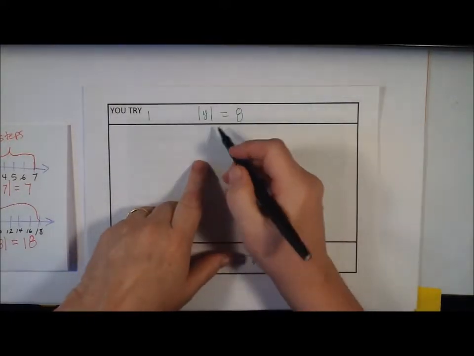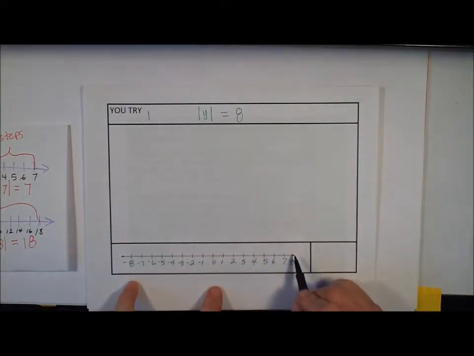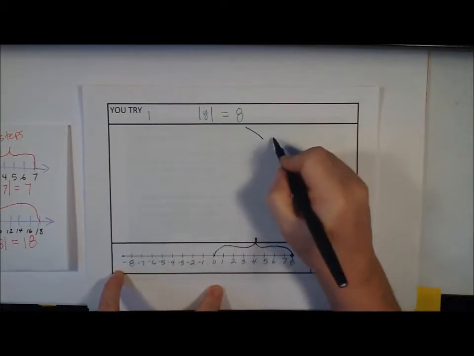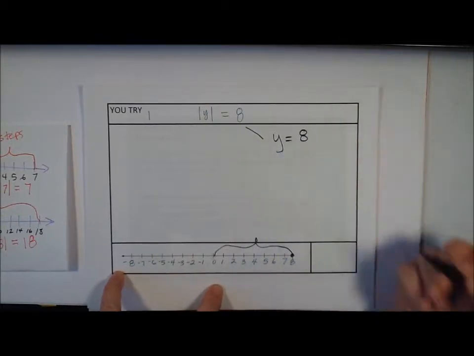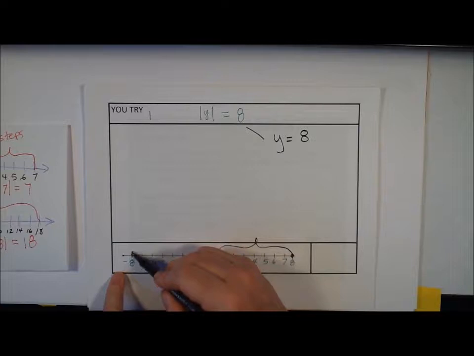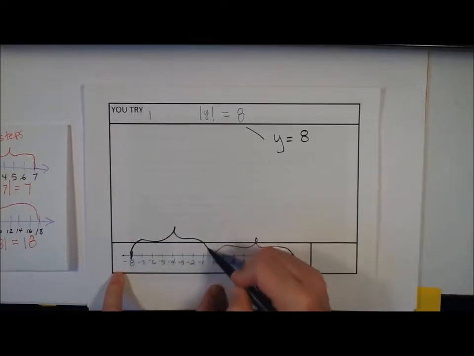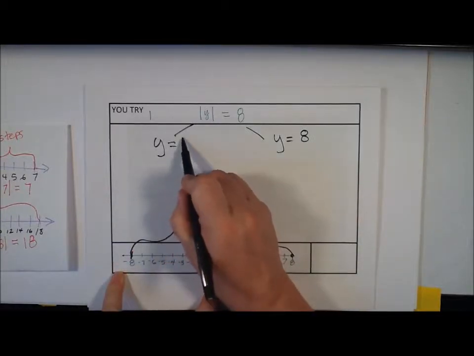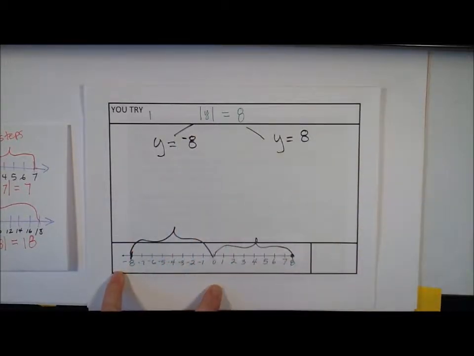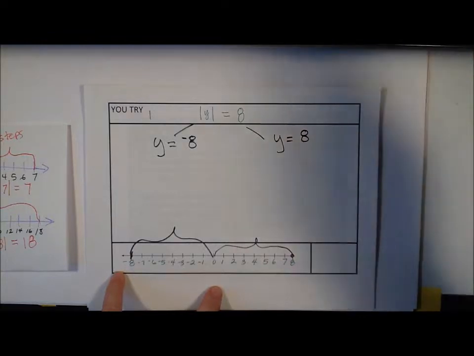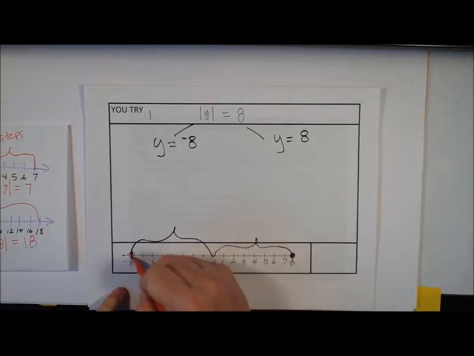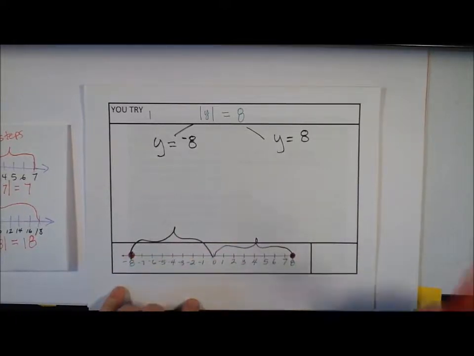So basically, we know that it's 8 steps, and it's 8 steps to get to 0. So I know that y can equal +8, and it's also 8 steps from 0 from -8. So y can equal -8. And if I were going to mark that on my number line as a solution, I would put a solid dot at 8, and I would put a solid dot at -8.